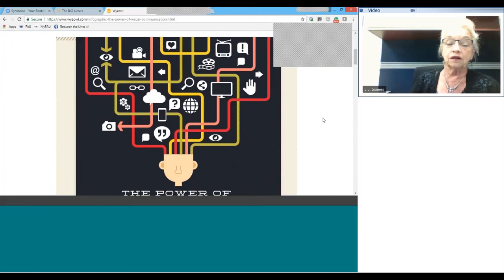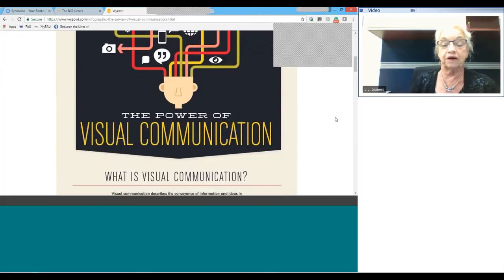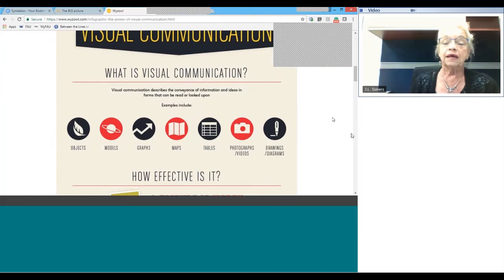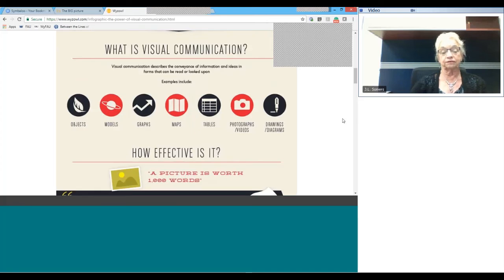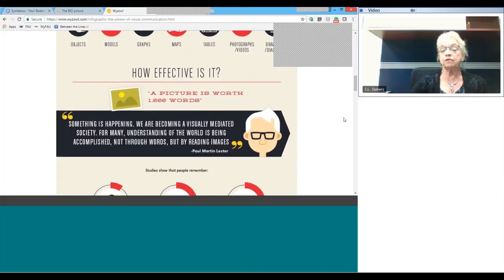Looks like there's a lot going on inside this, the power of visual communication. And we've talked a little bit about the definitions, and it's being able to interpret the ideas that we see in the visuals. And they show a number of different types of visuals in here. So how effective is it?